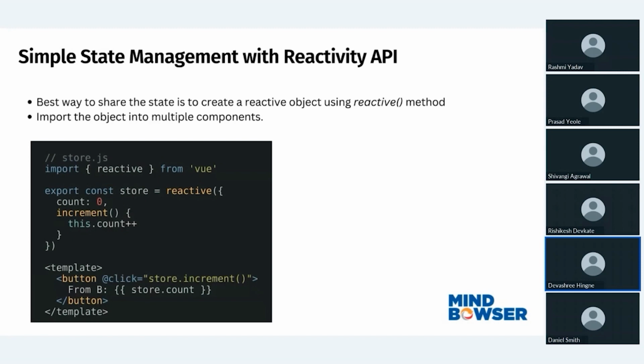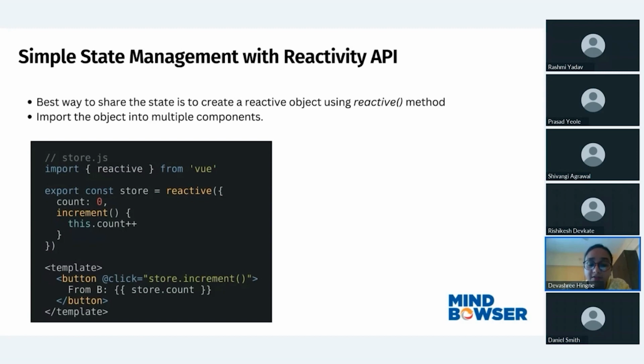Here we will see simple state management with the Reactivity API. This Reactivity API object is supported only for the composition API. If we have any method or reactive state that can be reused in multiple components, then it can be created in a shared file and used in multiple components. So how can we achieve that? We can create a JS file, import the reactive object, and declare all the reactive states or reactive methods that can be used in multiple components.